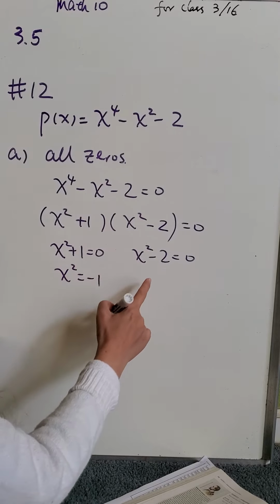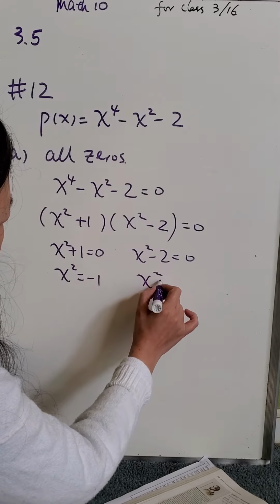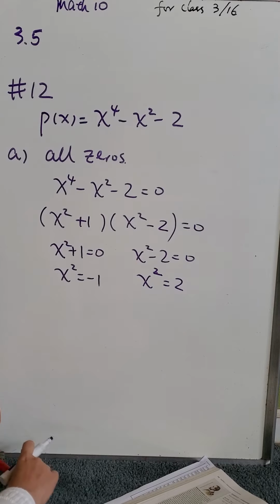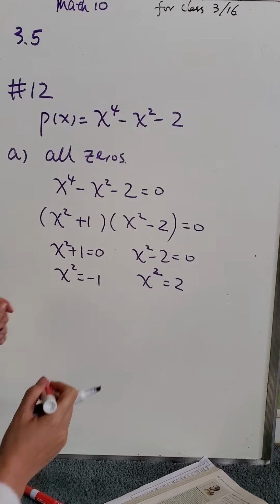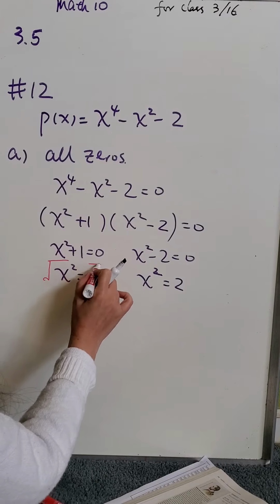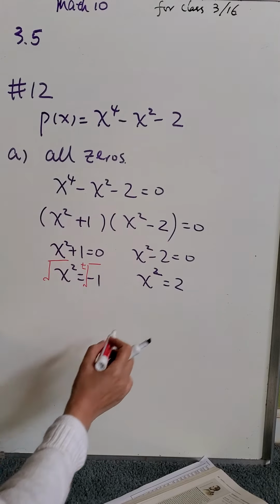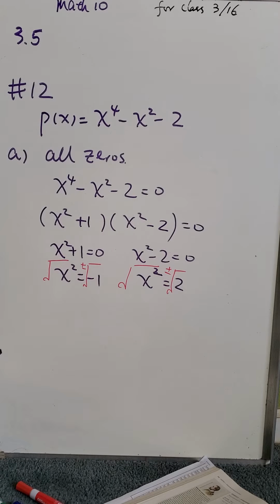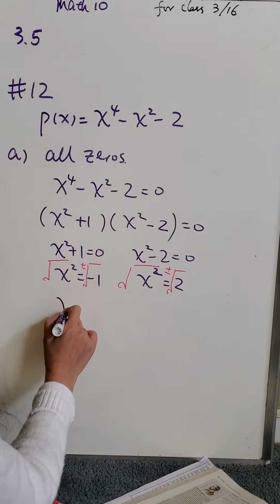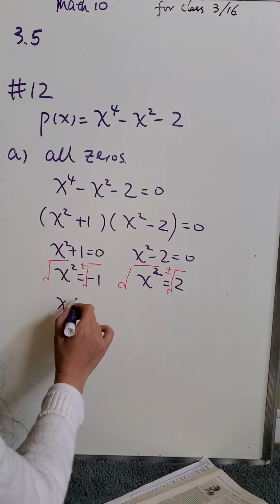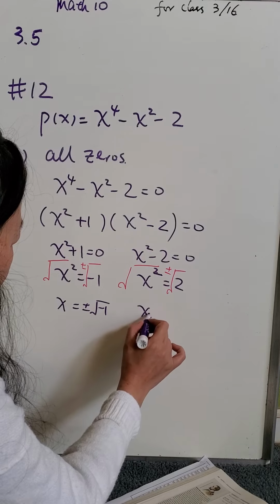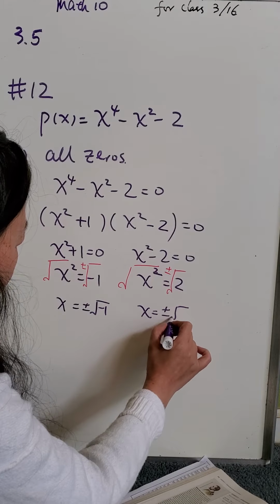x squared equals minus 1. We're going to add 2 on both sides. x squared equals 2. Now you're going to take the square root on both sides, but be careful, okay? When we take the square root on both sides, we need to put a plus minus. Plus minus, okay, don't forget. And then we will have x equal to plus minus the square root of -1, and then x equal to plus minus the square root of 2.